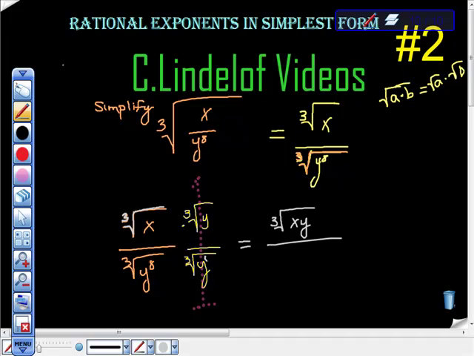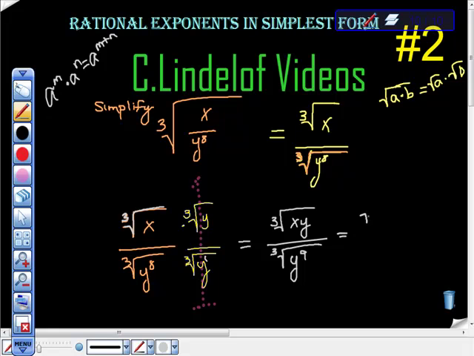The cube root of y to the eighth times the cube root of y to the first, right? Remember this rule. We have a to the m times a to the n is equal to a to the m plus n. That's the first rule of exponents, isn't it? So if I do that, I add these two things. I get the cube root of y to the ninth. Well, the cube root of y to the ninth is y to the third. And if that's bothering you, let me show you how that will work.